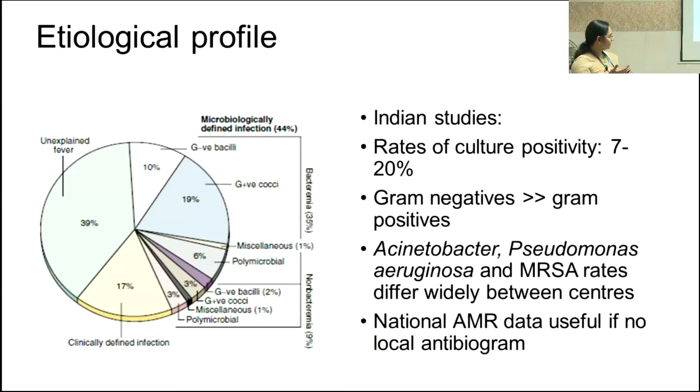While in the literature gram positives are more common, for us, gram negatives, especially resistant gram negatives, are what we deal with in febrile neutropenia. And center to center, there is huge variability. Acinetobacter and Pseudomonas might not be a big problem in one center, but in another center it might be a huge problem. So having your local data is very important when you are dealing with these patients. In the absence of that, the best we can rely on is our national AMR data, which I'll allude to later.